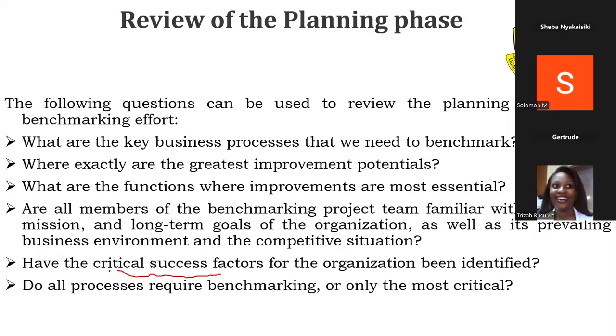Do all processes require benchmarking or only the most critical? So benchmarking also of course comes with a certain cost. It's cheaper than doing something by yourself, but it also has a certain cost, not just financial, but also in terms of time. Okay, so this is something that is outside of the norm of the everyday business processes and activities. So we want to ensure that this truly is a critical area that requires benchmarking for us to improve.